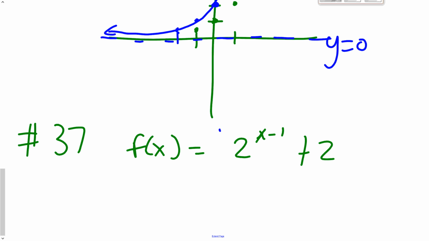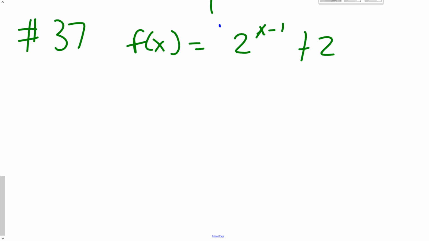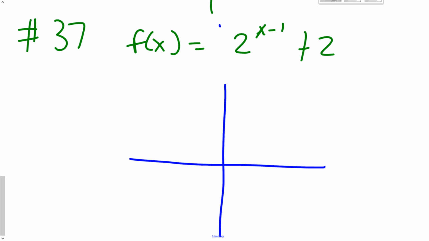Okay, so here's number 37, the last one. I want to graph 2 raised to the x minus 1, and then plus 2. Again, we're looking at the parent function, y equals 2 raised to the x. So we know what those points are. Originally, our horizontal asymptote is y equals 0. This plus 2 is going to move that up to y equals 2.